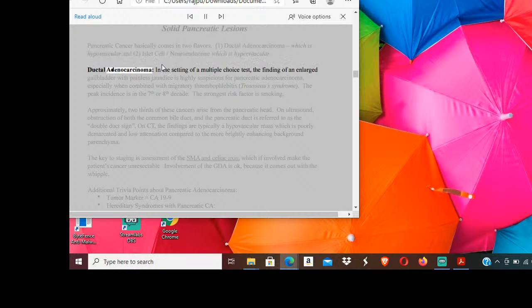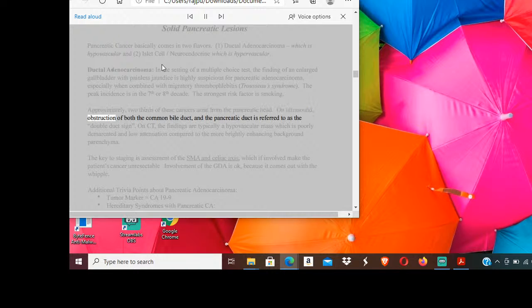Ductal adenocarcinoma. In the setting of a multiple-choice test, the finding of an enlarged gallbladder with painless jaundice is highly suspicious for pancreatic adenocarcinoma, especially when combined with migratory thrombophlebitis, Trousseau syndrome. The peak incidence is in the 7th or 8th decade. The strongest risk factor is smoking. Approximately two-thirds of these cancers arise from the pancreatic head.